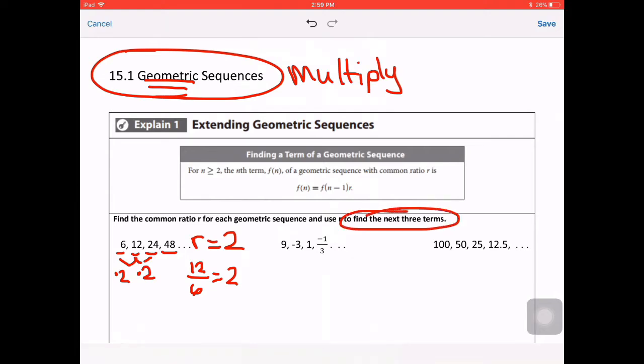Next, we want to find the next three terms. So we will simply continue our pattern with the ratio of 2. So I will take in my calculator 48 times 2, and I will get the next number in the series, 96. Then I will take my 96 times 2, and I will find my next number in the series, which is 192. If I take that number and also multiply it by 2, I will get my answer of 384.